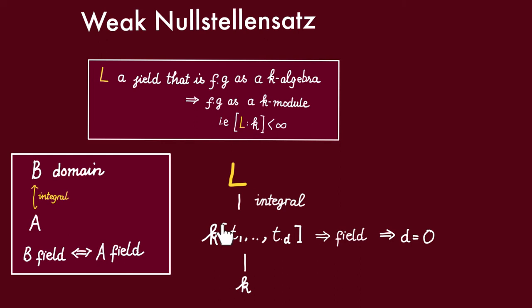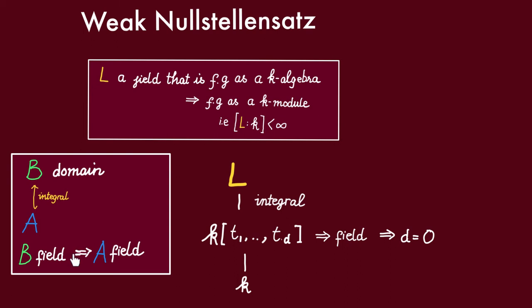But this polynomial ring here is a field if and only if the transcendence degree is 0, i.e. this must be the field K itself, and we see that thus L must be algebraic over K. Since L over K is algebraic and finitely generated, we see that L must be a finite extension of K. Thus we see that for a field, being finitely generated as a k-algebra is the same as being finitely generated as a k-module. Actually, since we still have some time, let us actually prove this theorem.